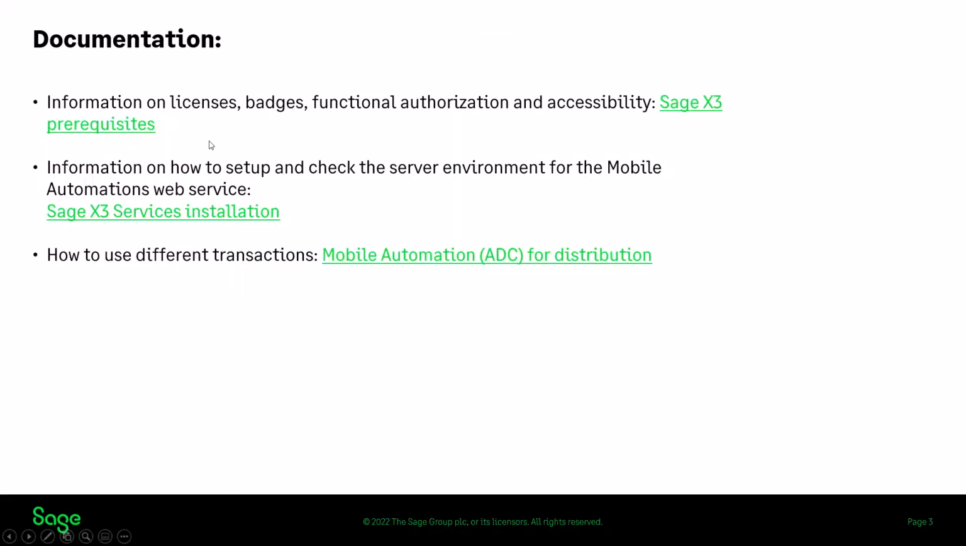First, to get the documentation, everything is available in Sage X3 online help. I have provided the links to access them, or I will also show you how to access it using the Sage X3 image. We can find the information on licenses, badges, functional authorizations, and accessibility. Also, we can find the information on how to set up and check the server environment for the mobile automation web service, and how to perform different transactions.